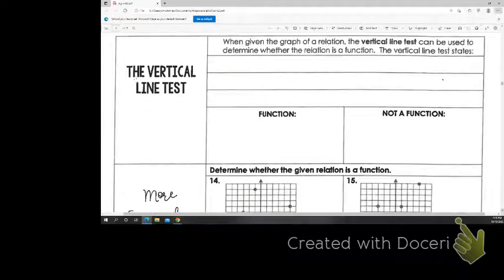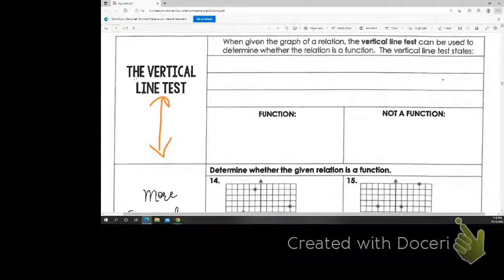So that helps us from a table, from ordered pairs, and the mapping diagram to decide. But if we have a graph, we can use the vertical line test. Okay, so vertical line meaning a straight up and down line. So this way is vertical. So vertical line test. Given the graph of a relation, the vertical line test can be used to determine whether the relation is a function.